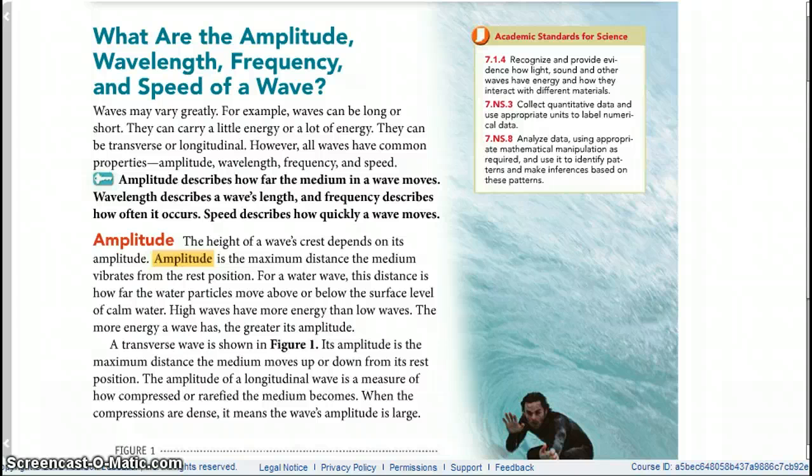Waves may vary greatly. For example, waves can be long and short. They can carry a little energy or a lot of energy. They can be transverse or longitudinal. However, all waves have common properties: amplitude, wavelength, frequency, and speed. Amplitude describes how far the medium in a wave moves. Wavelength describes a wave's length, and frequency describes how often it occurs. Speed describes how quickly a wave moves.